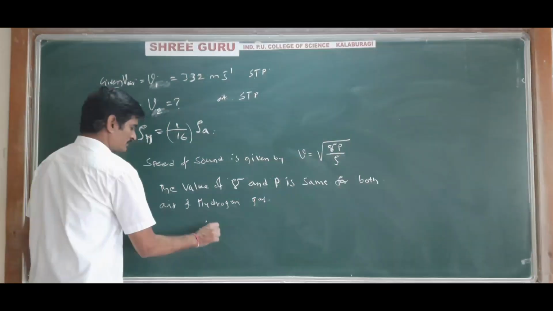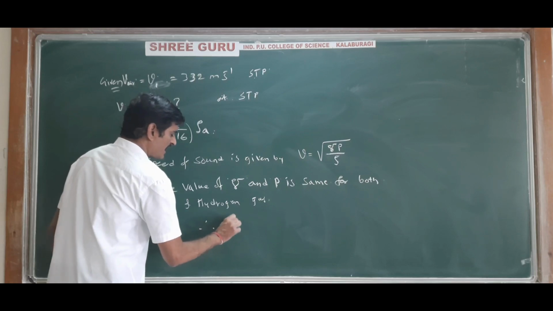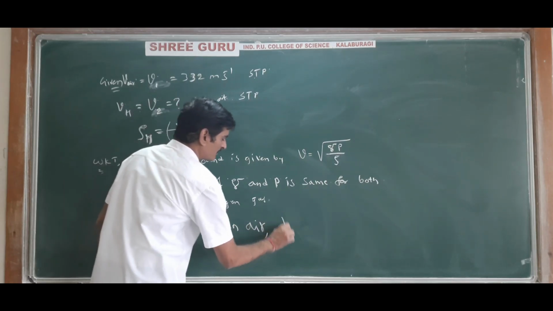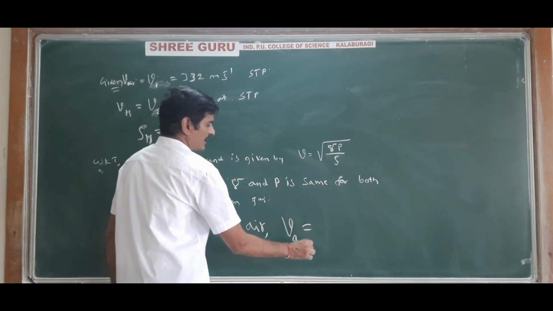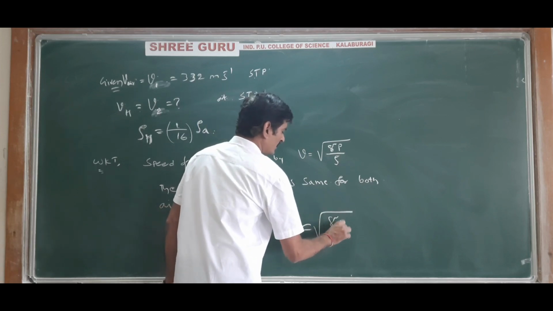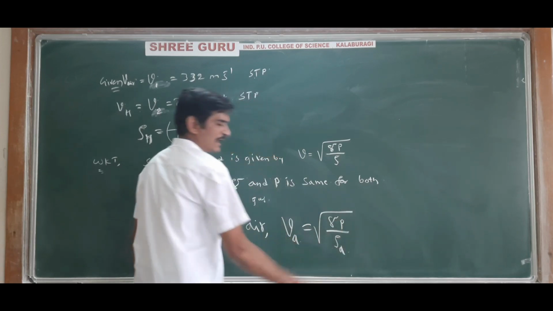Therefore, in air the velocity of sound VA is equal to under root gamma P divided by rho A.